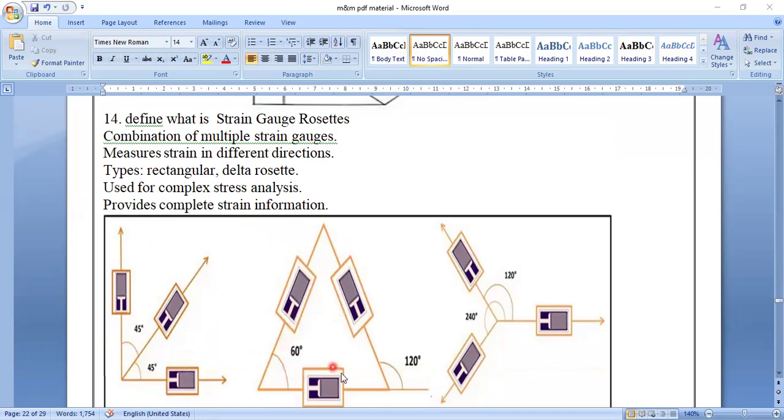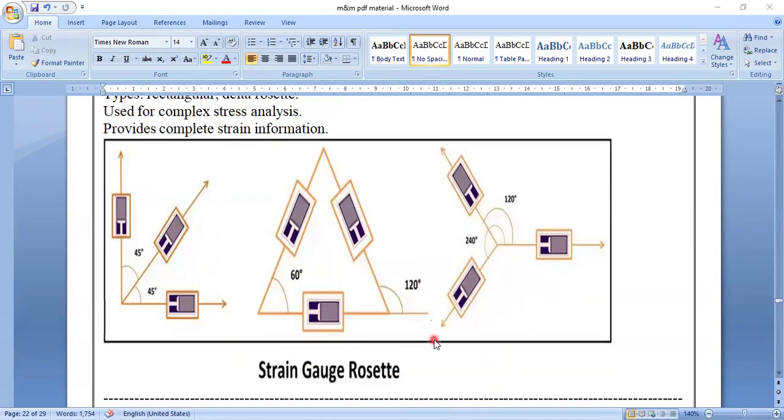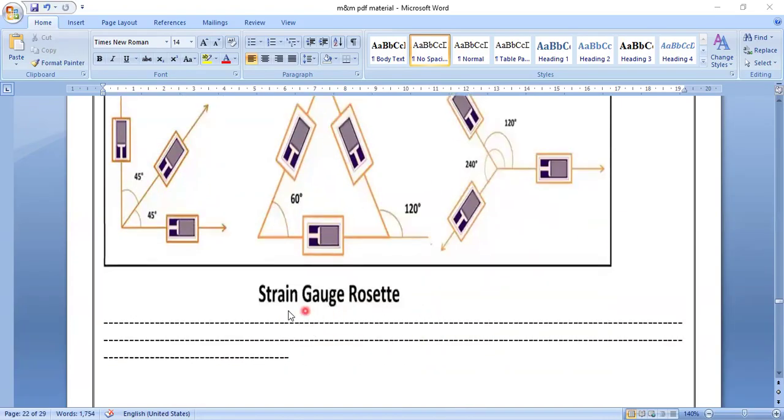Three are used at 60 degrees here: 60, 60, 60. This is rosette gauge measurement, with three directions. Here also 120, 120, 120. In three directions, X, Y, Z, you can measure, so the values will not go out of our hands. This is the best rosette you can use. It is called a delta rosette, at 120 degrees. It provides multiple strain gauges in different directions. So this is the strain gauge rosette.